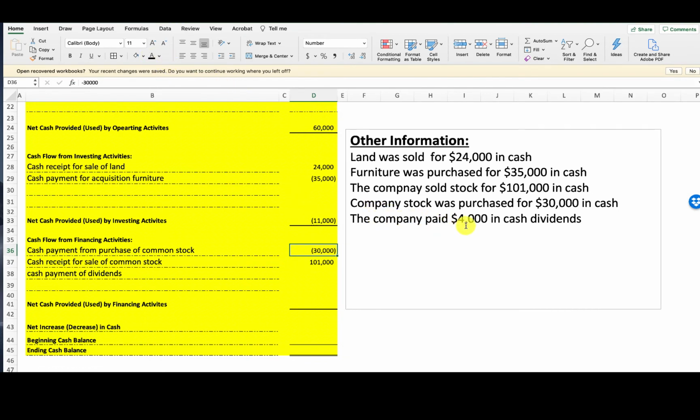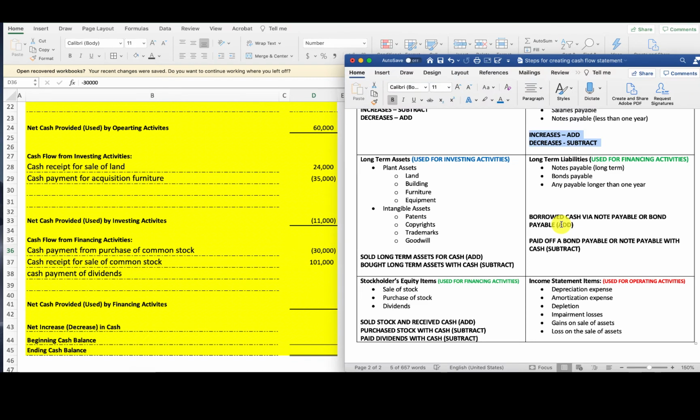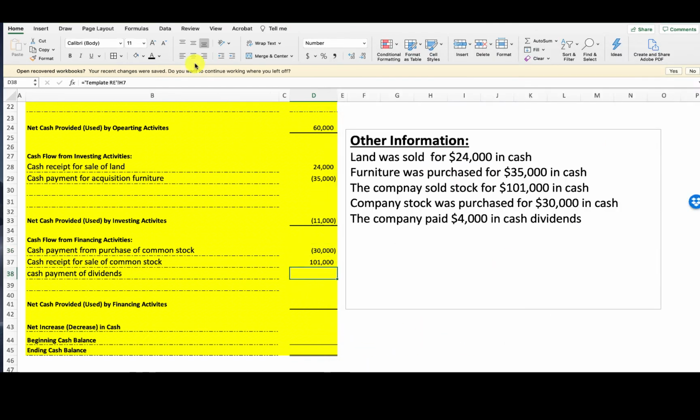And then the company paid $20,000 dividends in cash. So pay dividends with cash, you subtract. I'm going to put in $20,000 negative because I paid dividends with cash. All right, and then I add these three together. So a negative 30,000 plus a positive 101,000 plus a negative 20,000. That gives me $51,000. And so you can see I have $51,000, and where does that come from?